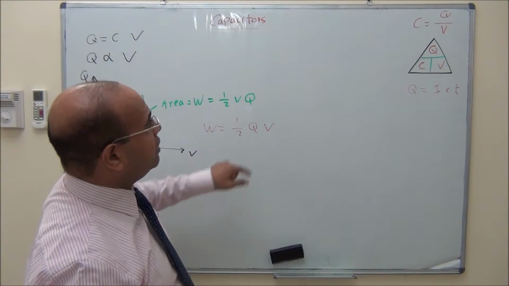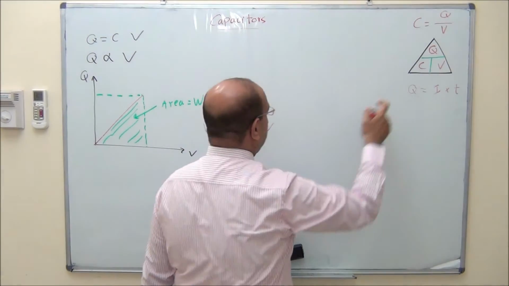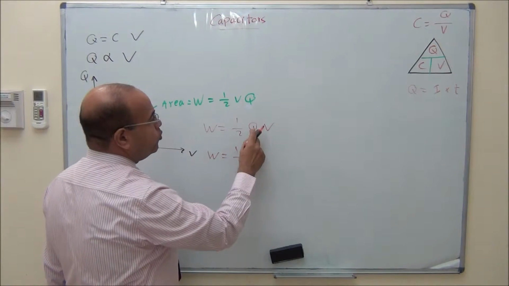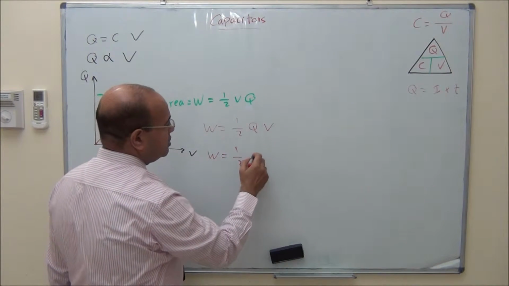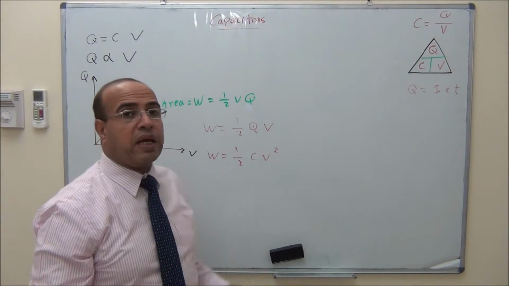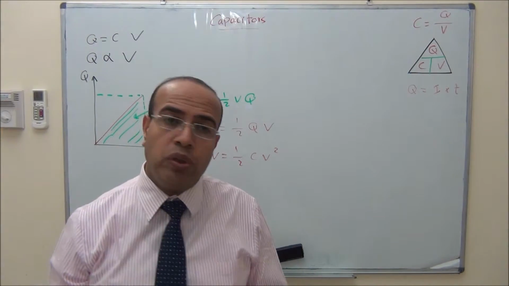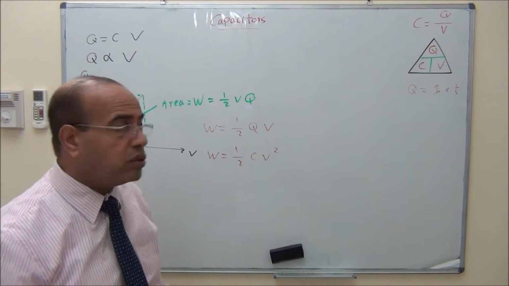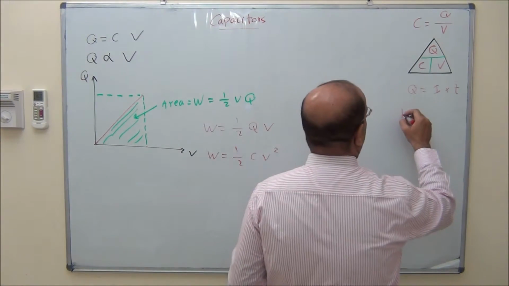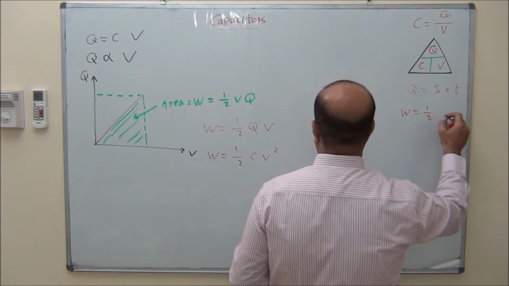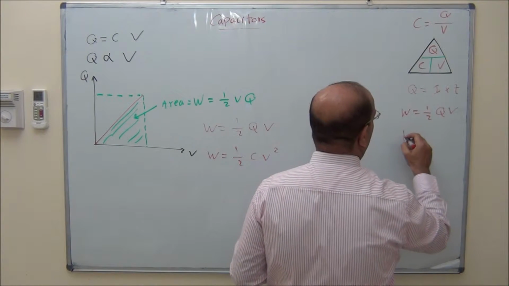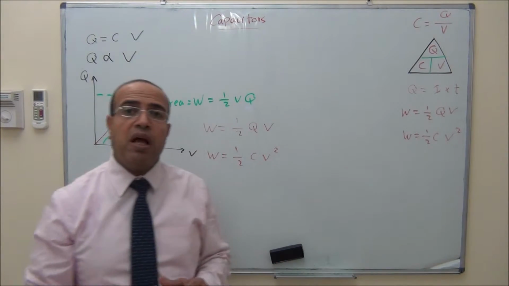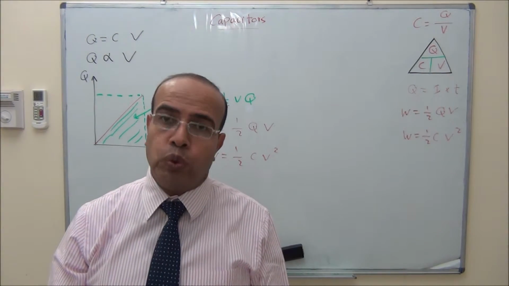But if we don't have Q and we have CV, we can say the energy, when we replace Q by CV, CV times V, is CV squared. So the energy in a capacitor, measured in joules, equals half QV or half CV squared, depending on the given. And the energy is measured in joules.